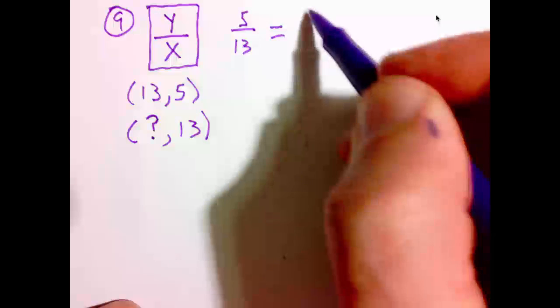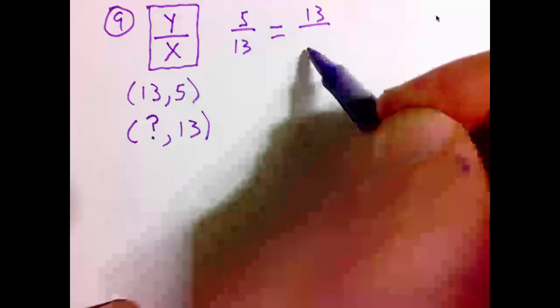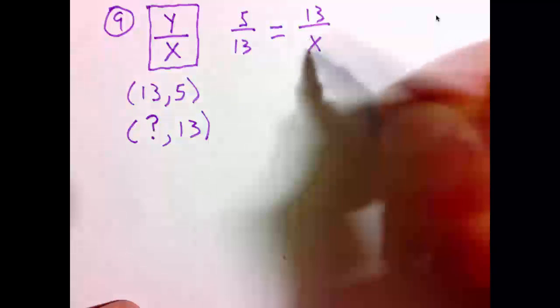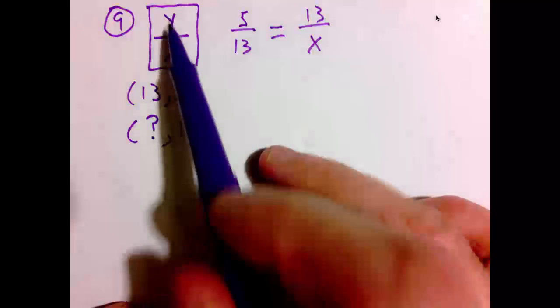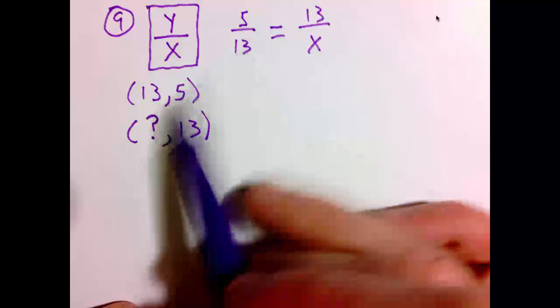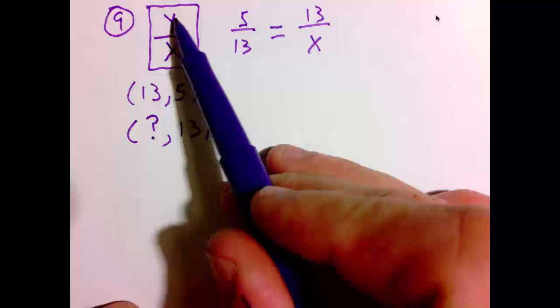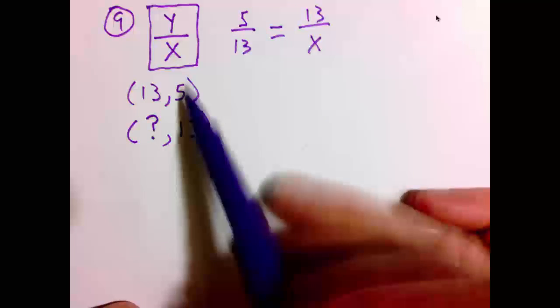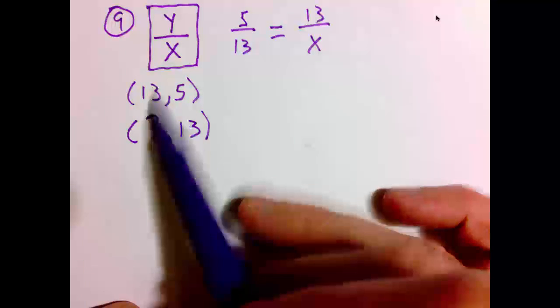Well, I know my y is 13. That's going to be my numerator. I'm looking for my denominator. I could say question mark, but here we're talking about an x value. I'm going to put x here. So y is 5 when x is 13. We want to know what value of x yields y of 13. So you can see in both cases I have y's up top, 5 and 13. And in both cases, I have x in the denominator, 13 and my unknown.